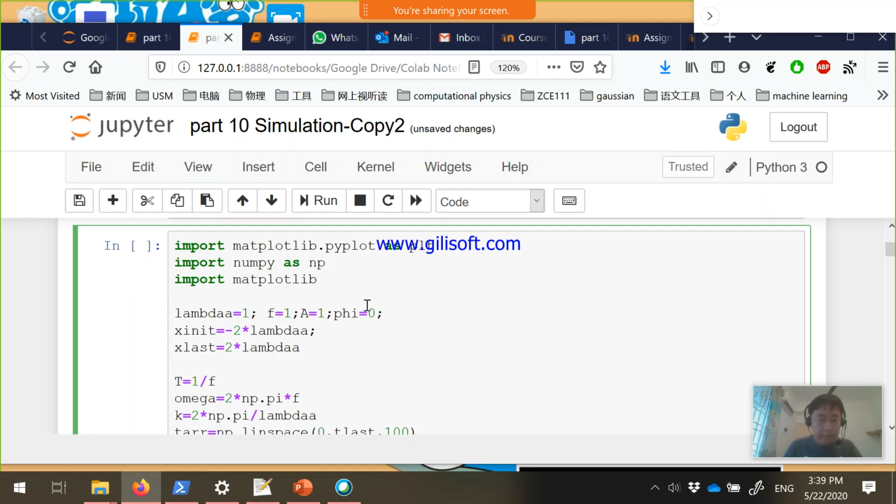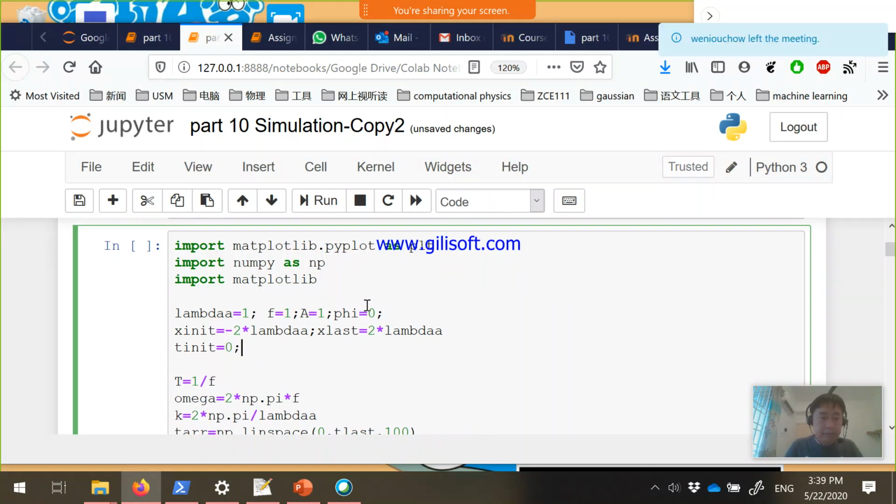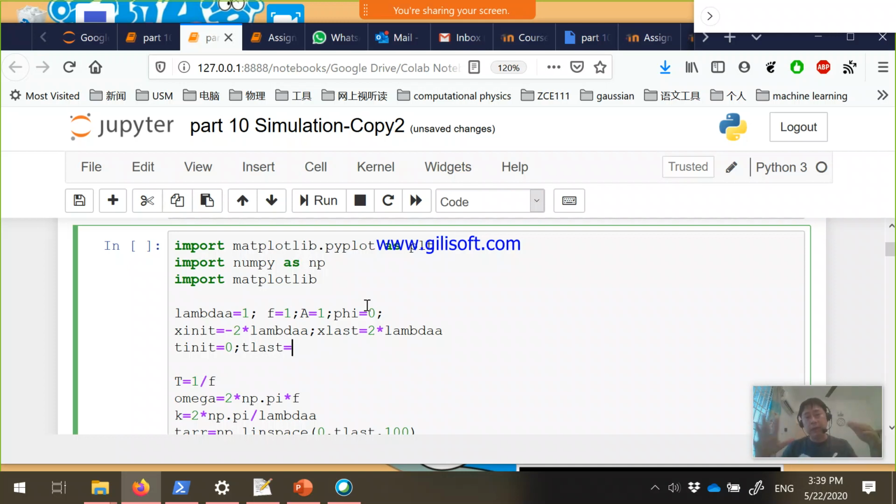Then there is your time, your t init and t last. T init we'll always begin the simulation with time 0, and then t last depends on the frequency of the wave and how many times you want to simulate. You always measure the time of simulation in the characteristic time scale of the wave, which is the period. So you simulate for how many periods? Say if you want to simulate for 10 periods, you just say 10 T. You can change it to be smaller or larger, but you always specify your time in periods.